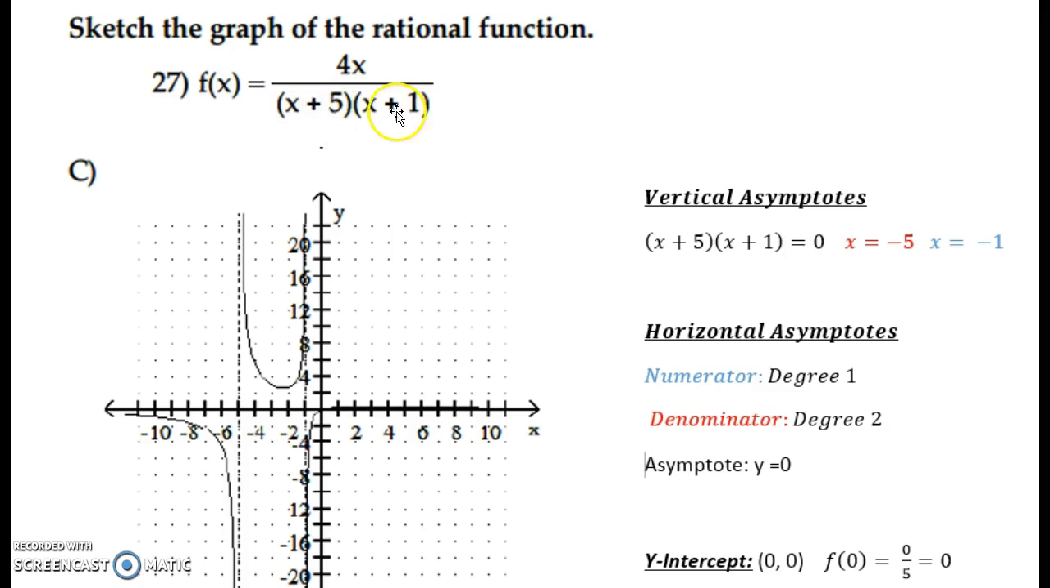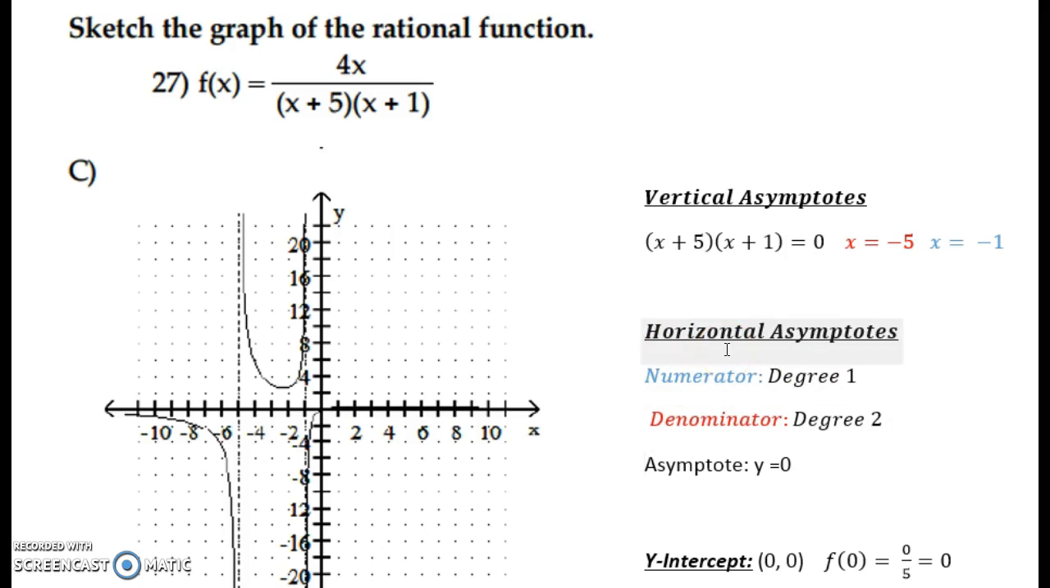And you do that by setting the denominator equal to 0. So the values that would make the denominator equal to 0 are x equals -5 and x equals -1. So the graph cannot exist at -5 and it cannot exist at -1 because we cannot divide by 0. So we'll have vertical asymptotes there. The graph will not exist.